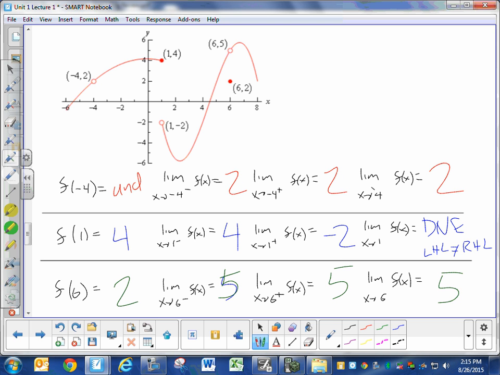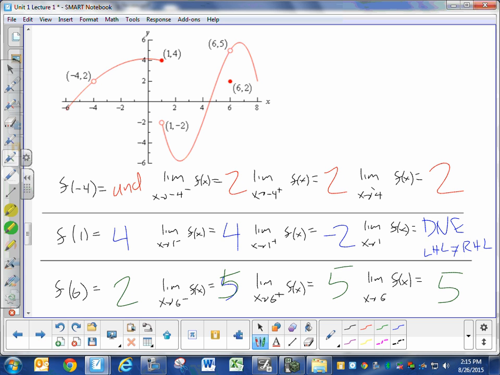Questions? Sir, what's the difference between does not exist and undefined? So we use does not exist for limits. We use undefined for function values. So a limit can either exist or not exist. Function values are either defined or undefined. It's just kind of the different terminologies used.